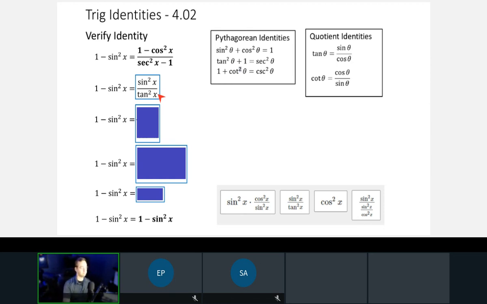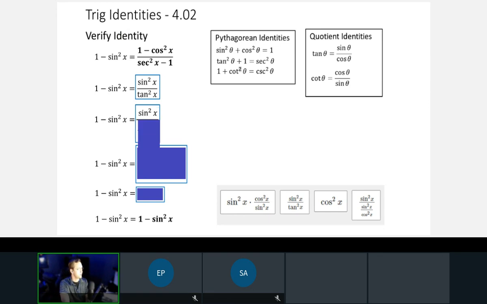Now let's go on. What can we change here? So we got sine squared x and tangent squared x. I said in the past that you usually want to get your trig identities in terms of sine and cosine. Well, I have sine on top already. Tangent, let's change that. Tangent we know is sine over cosine. And because it's squared, it just becomes sine squared over cosine squared. That's really the only thing that changes.